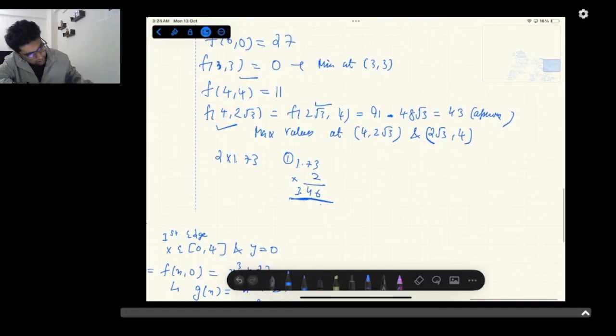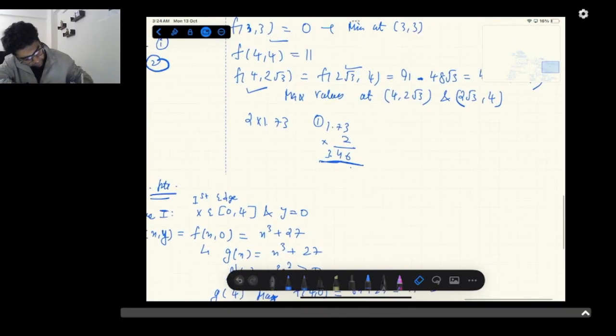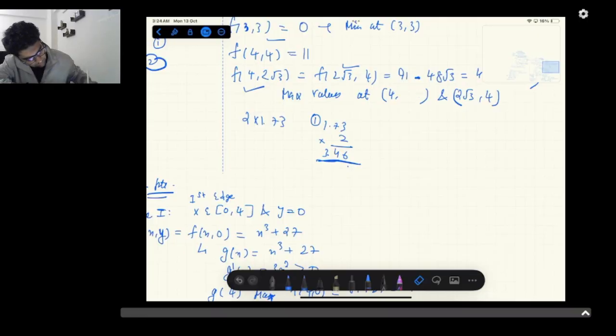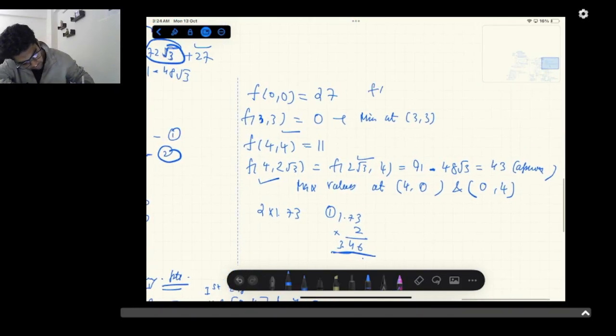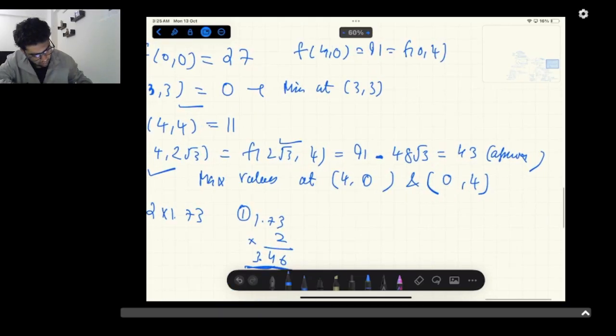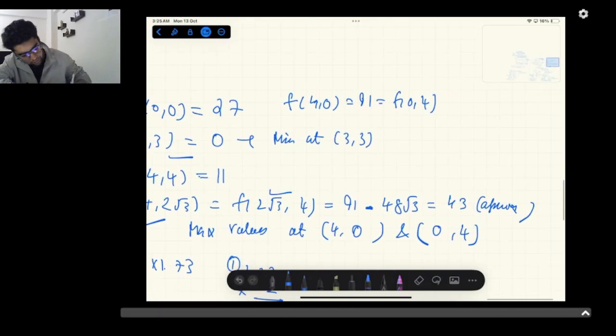So yeah, the max at 4 comma 0, 0 comma 4. So this is the max and this is the min.